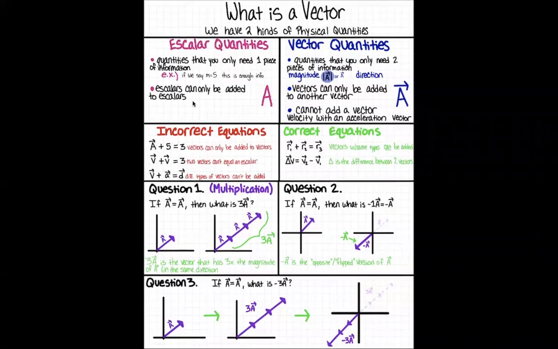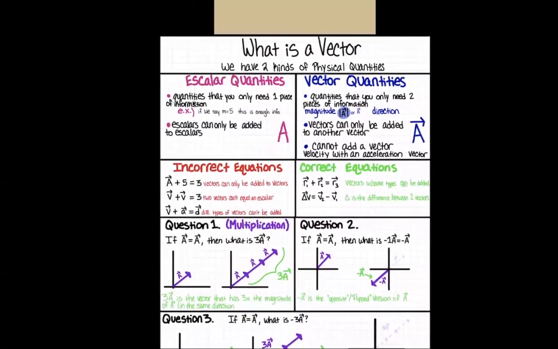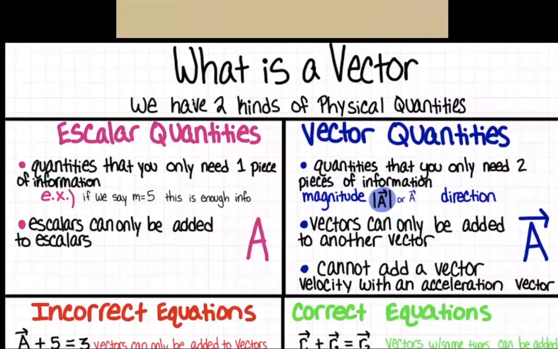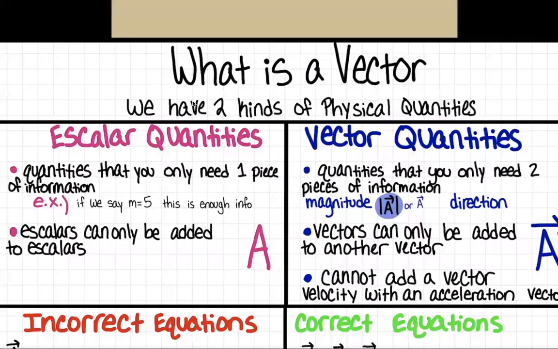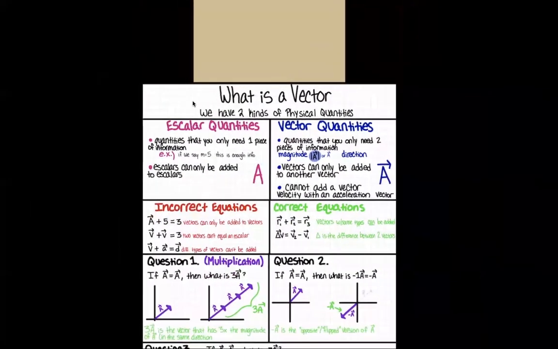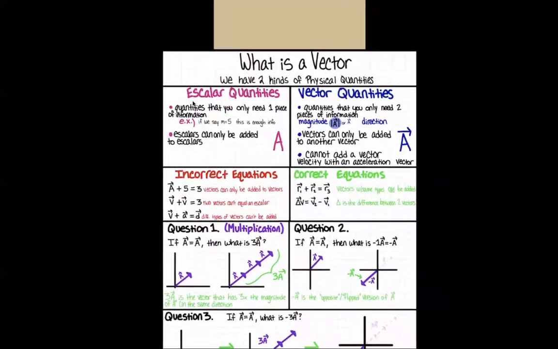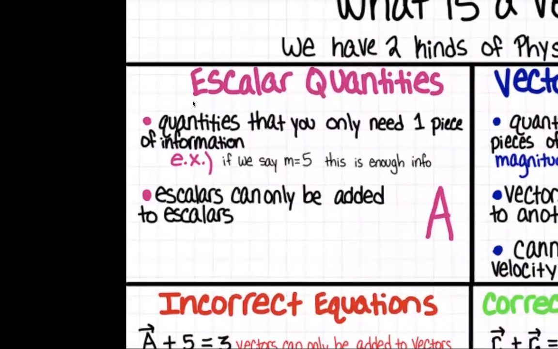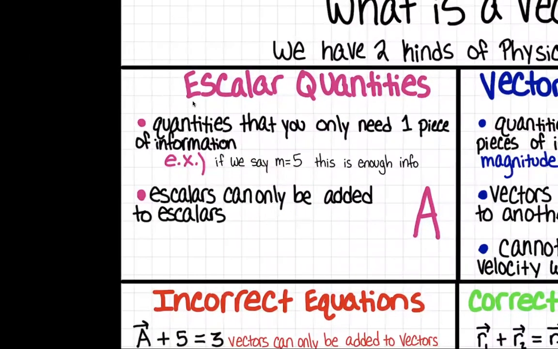Okay guys, so today we are going over what is a vector. We have two kinds of physical quantities in physics: scalar quantities and vector quantities. First, let's start with scalar quantities. Scalar quantities are quantities for which you only need one piece of information.